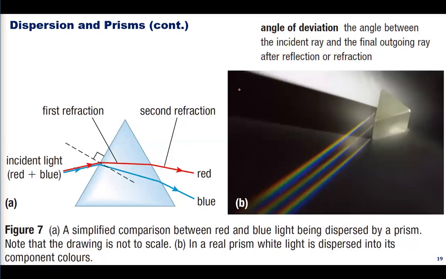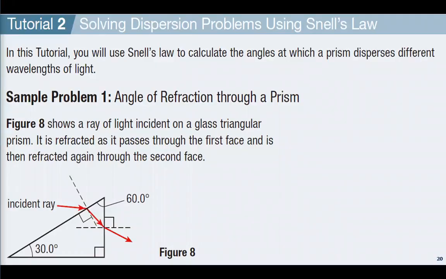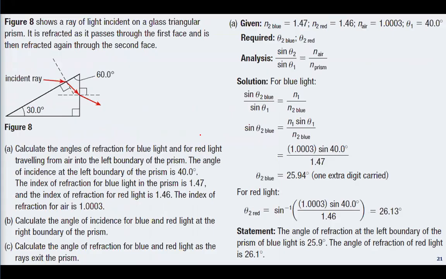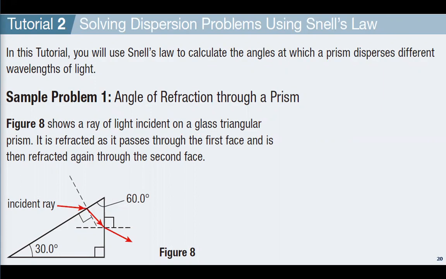Okay, next let's consider a sample problem in which we can use Snell's law to solve dispersion problems involving prisms. Okay, so let's consider this question here. Figure 8 here shows a ray of light incident on a glass triangular prism. It's refracted as it passes through the first face and is then refracted again through the second face. There are 3 questions. Okay, I'm going to show you the 3 questions here.